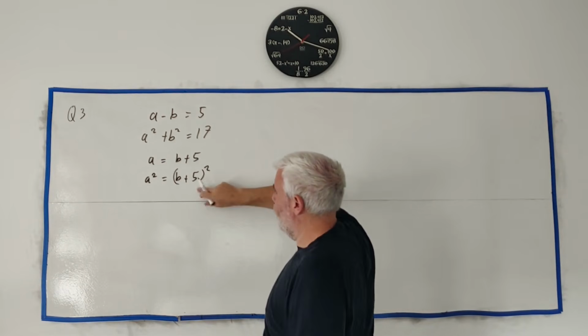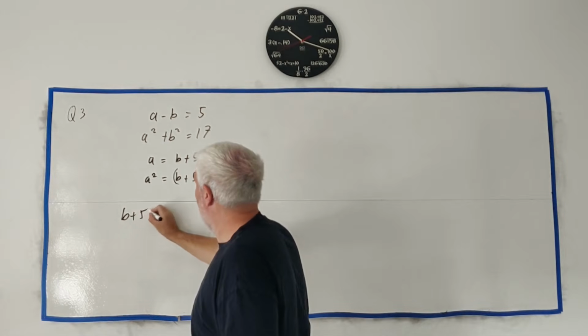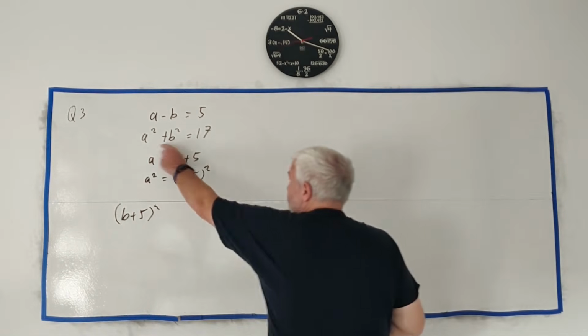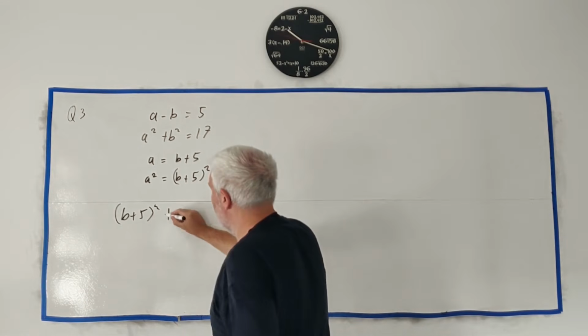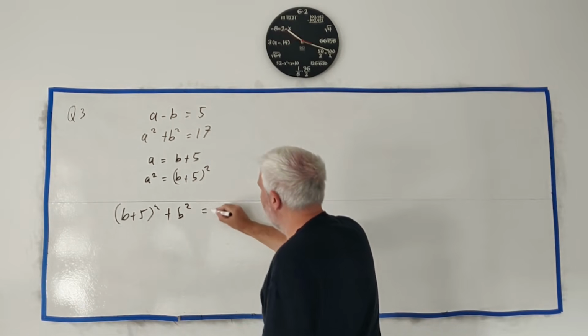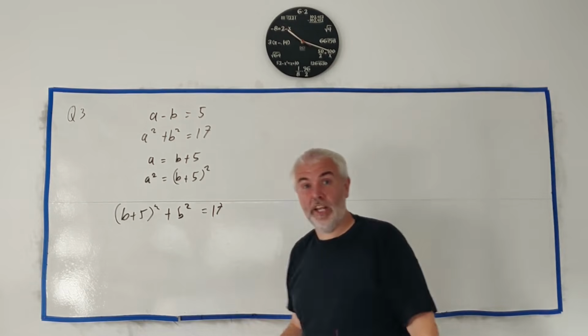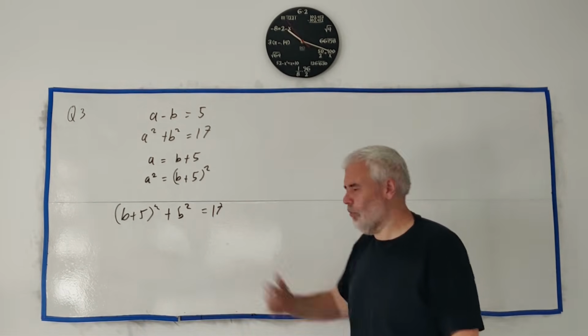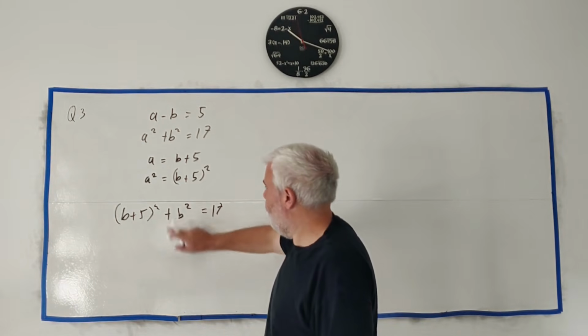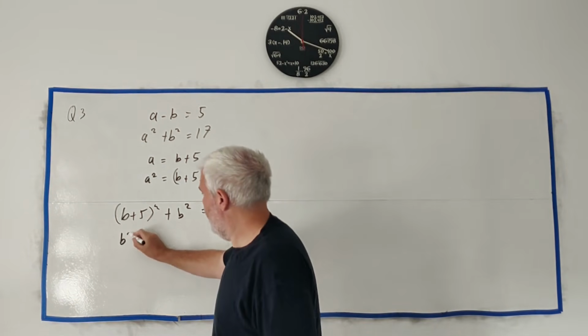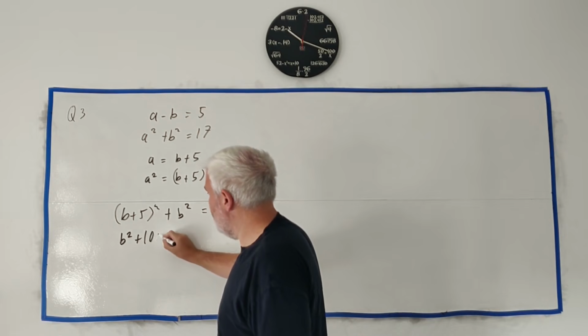Instead of A squared, we're going to write that, B plus 5 squared. I'm writing this line, and instead of A squared I'm putting this in, plus B squared equals 17. We've got an equation with only one unknown. We're going to get a quadratic, but still, we're nearly there. Let's clean this up. We'll get B squared here plus 10B.